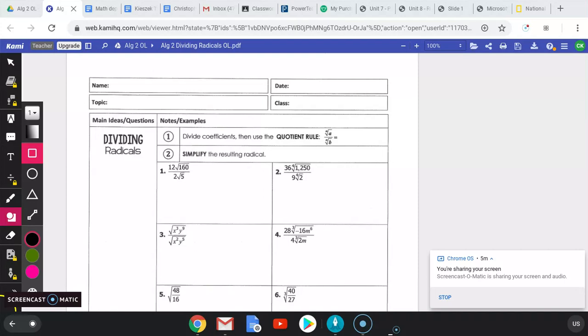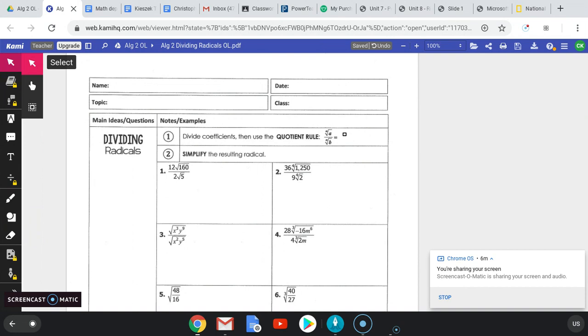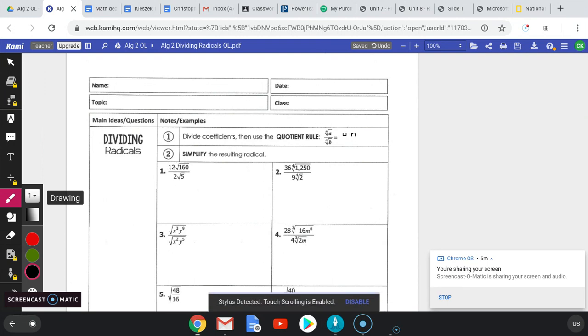And the quotient rule says this: if the indexes, whatever you want to call them, are the same, then I can just divide by the numbers. And then you would go about simplifying based off of whatever the index tells you.